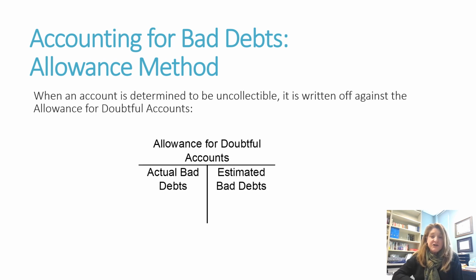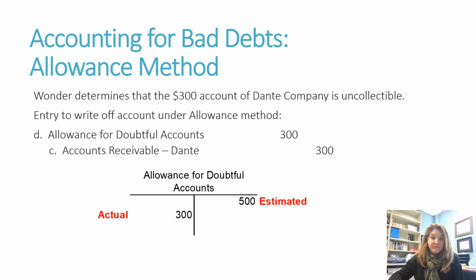So when an account is determined to be uncollectible, it is not written off directly to bad debts expense. Instead, it's written off against the allowance for doubtful accounts. So we have a T account here that shows how the allowance for doubtful accounts works. We credit it for estimated bad debts and we debit it for actual bad debts.